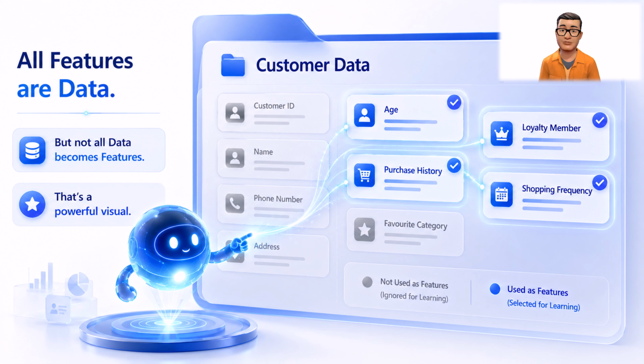The complete collection is called data. The useful pieces selected from the data are called features. So here is an easy way to remember it. All features come from data, but not all data becomes a feature.